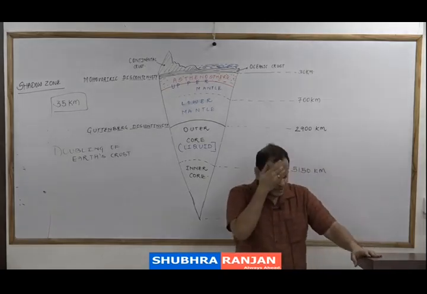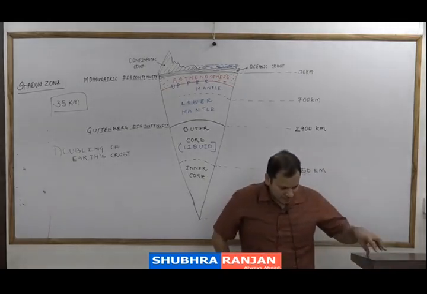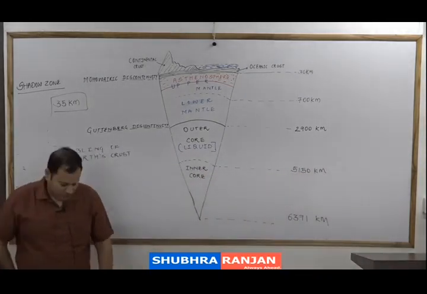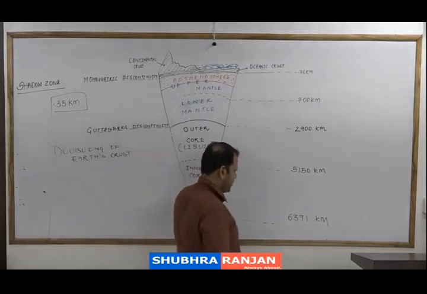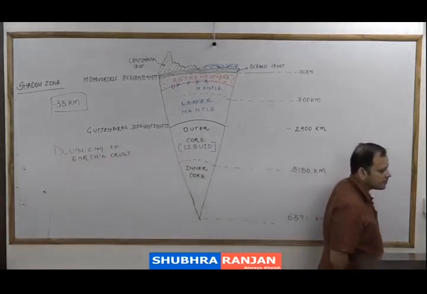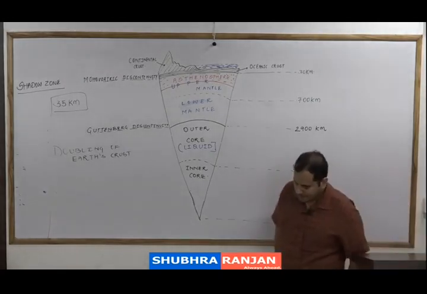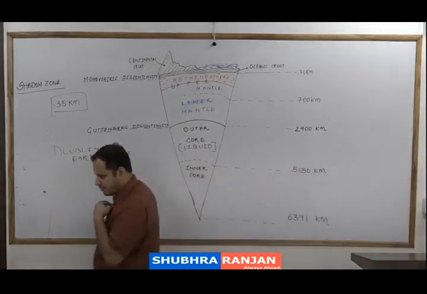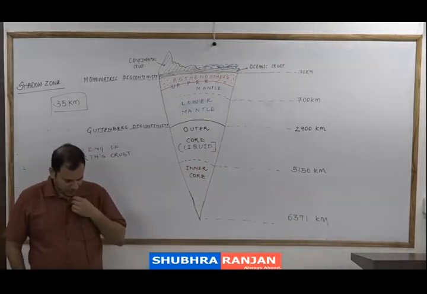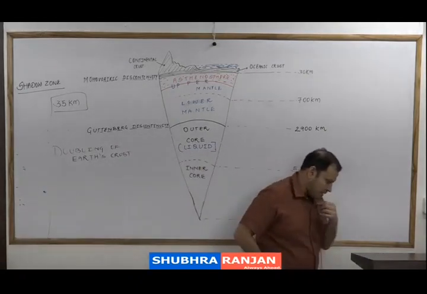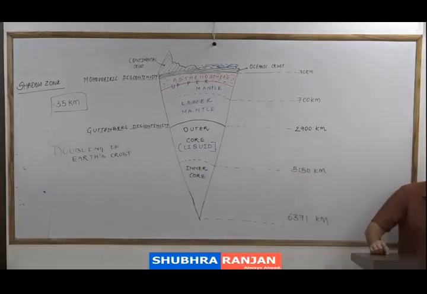Take down one more statement. It is dominated by silica, magnesium and iron. The crust mantle boundary is known as Moho discontinuity.